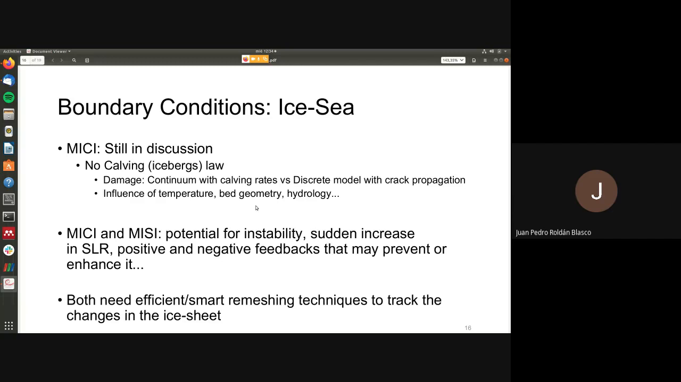And we don't know here. So the whole point is we don't know. And there is a huge potential for a sudden increase in sea level rise. And there are still many models. People are claiming that we have two mechanisms and we haven't decided if both of them are physically feasible. And on top of that, in terms of modeling, it is very complex.